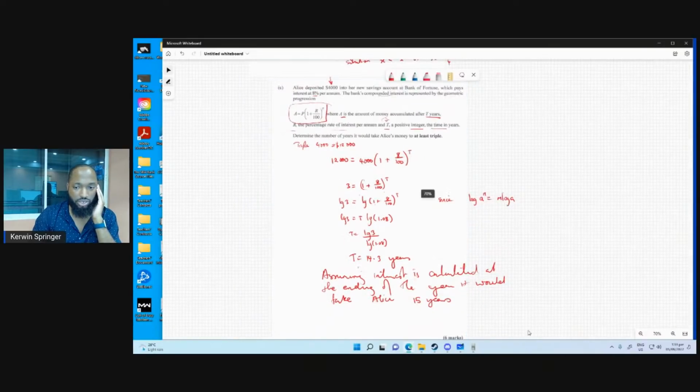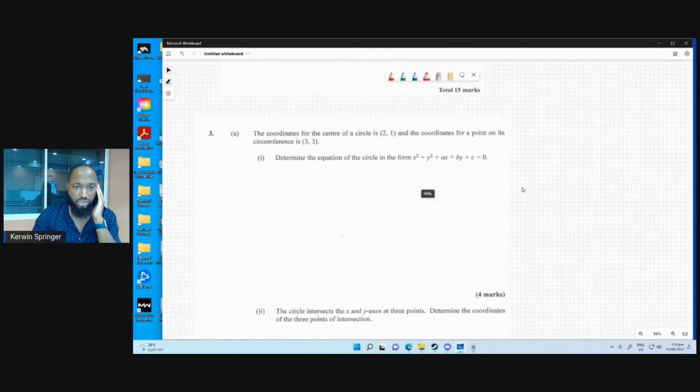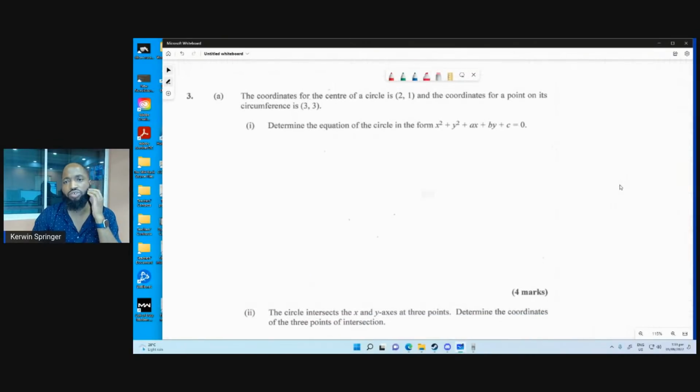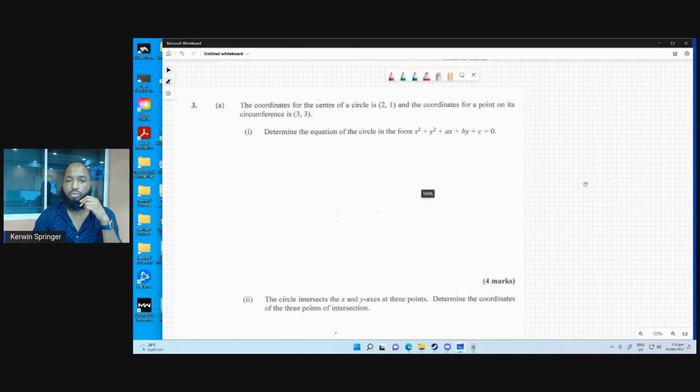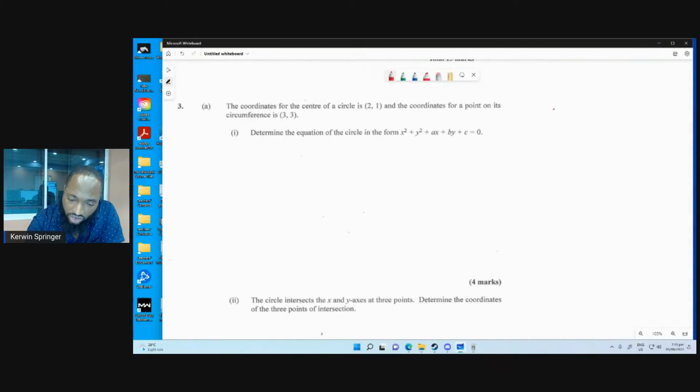All right, so the coordinates for the center of a circle is 2, 1, and the coordinates for a point on its circumference is 3, 3. Determine the equation of the circle in the form, and so on. So I would definitely try and sketch this circle just to get a little visual. 2, 1 at the center. A point on its circumference is 3, 3. This is like 2, 1. We want a point on the circumference to be like 3, 3.